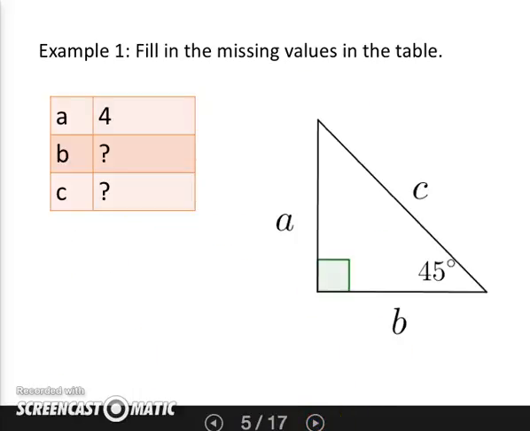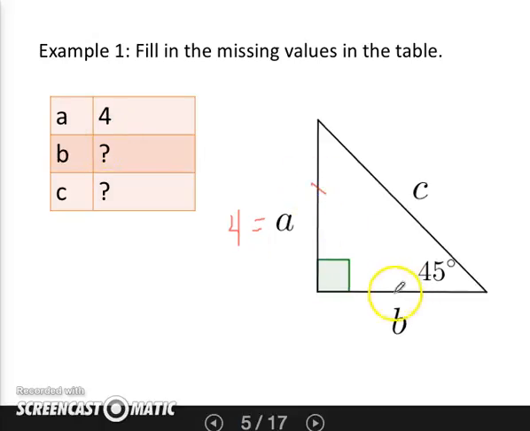So let's do an example with this theorem. We can find missing sides pretty easily now, now that we know the ratio of certain sides in this special right triangle. We're told that A is 4. First, we're asked to find B.